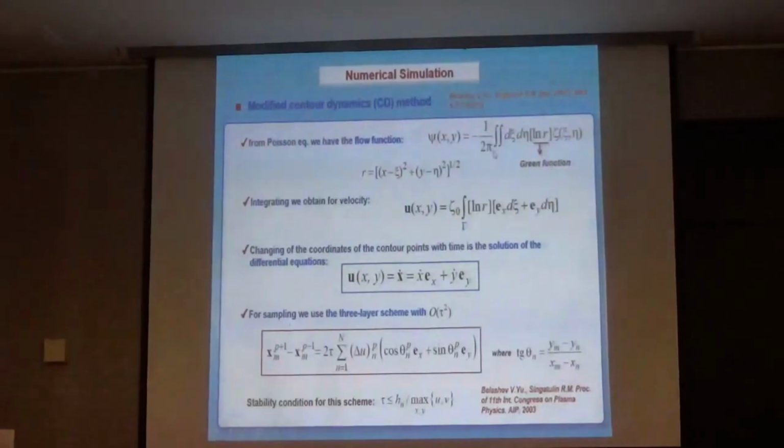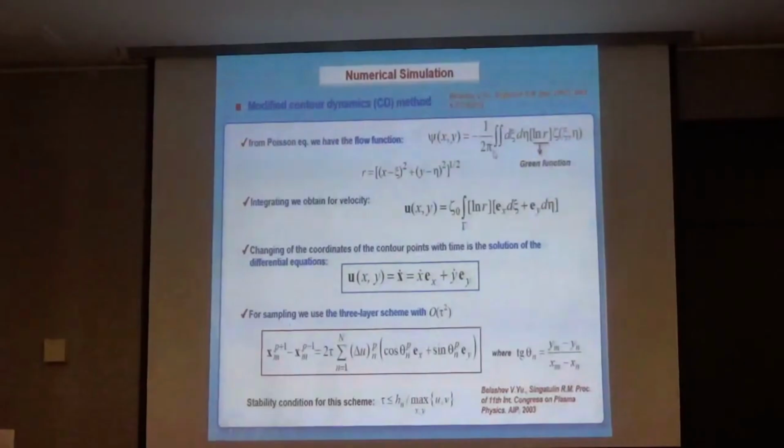The CD method is based on the following assumptions. Vortex is rotated as a wall. Each point of the contour interacts with each point of the same contour and with each point of other contours.